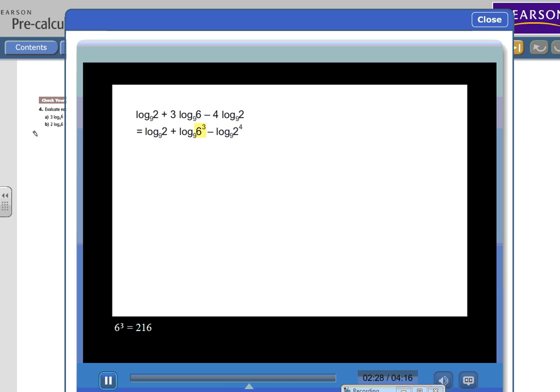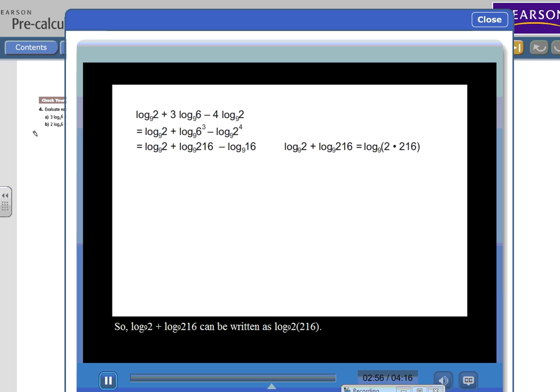6 to the power of 3 is 216. 2 to the power of 4 is 16. The product law says that log base b of x plus log base b of y is equal to log base b of x times y. For log base 9 of 2 plus log base 9 of 216, b equals 9, x equals 2, and y equals 216. So, log base 9 of 2 plus log base 9 of 216 can be written as log base 9 of 2 times 216.